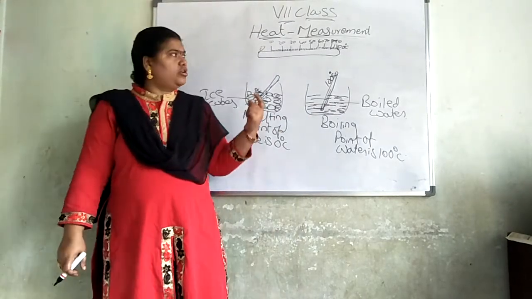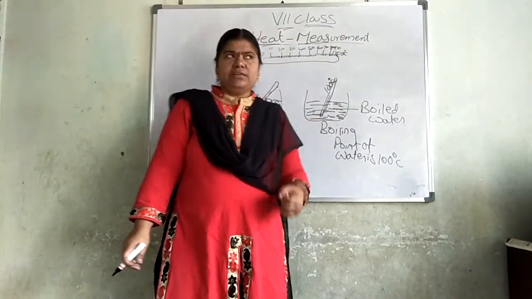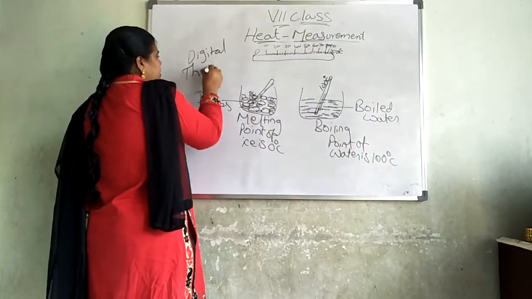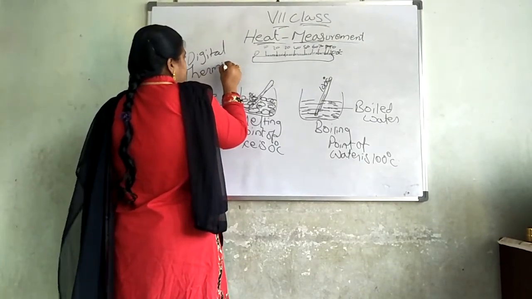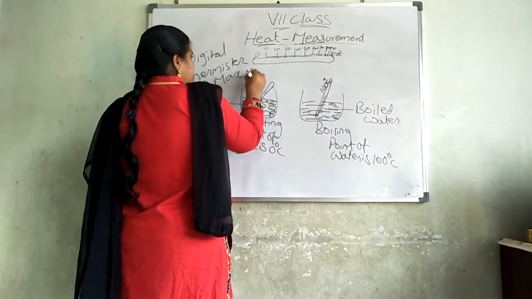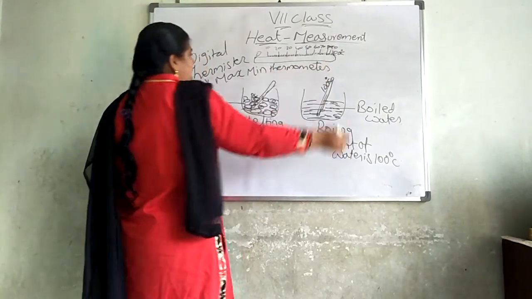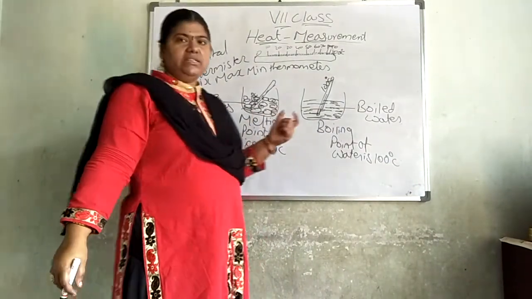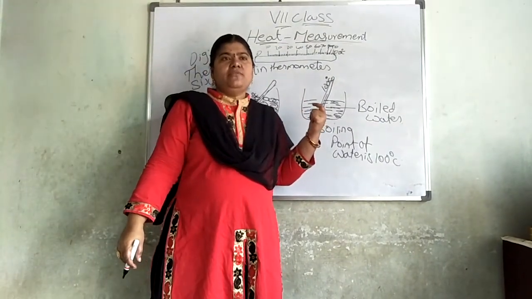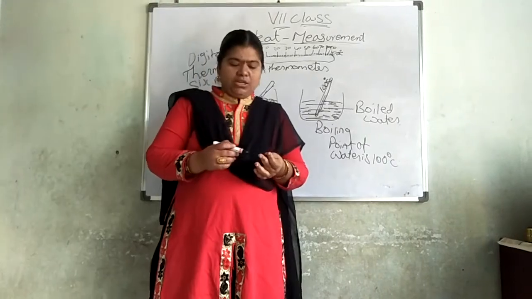And still we have not only this clinical thermometer and the laboratory thermometer, we also have another 3 more types of thermometers: the digital thermometer, the thermistor thermometer, and then the Six's maximum-minimum thermometer. About the digital thermometer, thermistor thermometer and Six's maximum-minimum thermometer, tomorrow I will talk. Thank you.